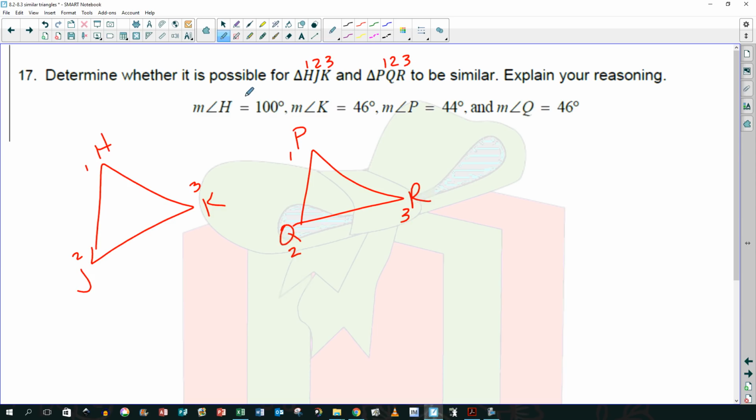So let's see. Angle H is 100. Angle K is 46. Angle P is 44. And angle Q is 46. So 100 plus 46, 180 minus 146. So that makes this 134. 44 plus 46 is 90, so that means this one is 90. Not similar.